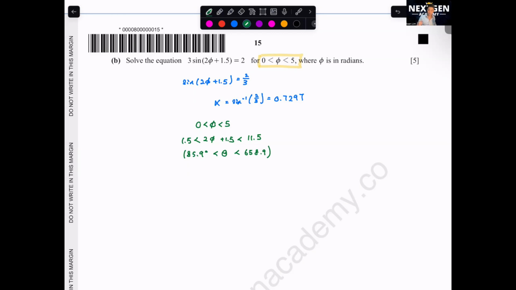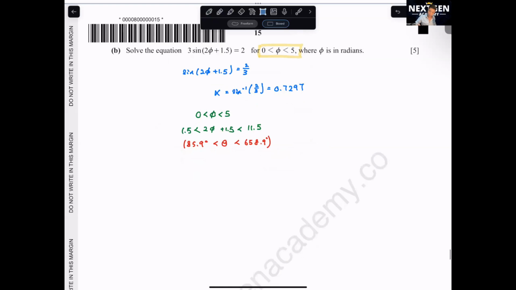What does this mean? It means you will need to consider about two rounds of it. Because one round is 360 degrees, two rounds is 720 degrees. When you find the answers based on the first round, 0 to 360 degrees, you get two answers. You need to add one more loop because we want to consider until 658.9 degrees. Understand the rationale here? Why we find this?